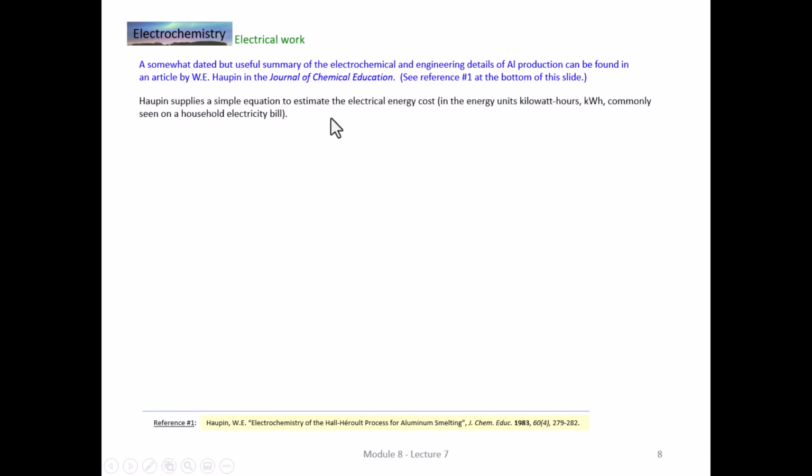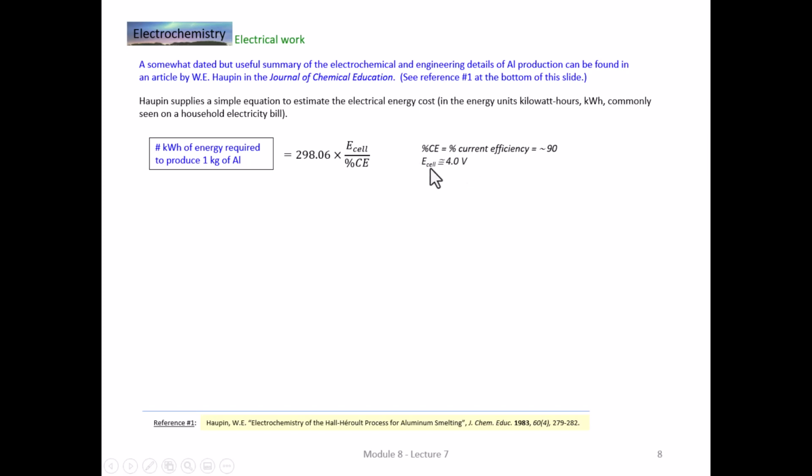This author supplies a simple equation to estimate the electrical energy cost in the energy units kilowatt hours. Those units are commonly seen on a household electricity bill. The equation looks like this: the number of kilowatt hours of energy required to produce 1 kilogram of aluminum equals 298.06 times the voltage drop in the cell divided by the percent current efficiency. The percent current efficiency is estimated to be about 90%.